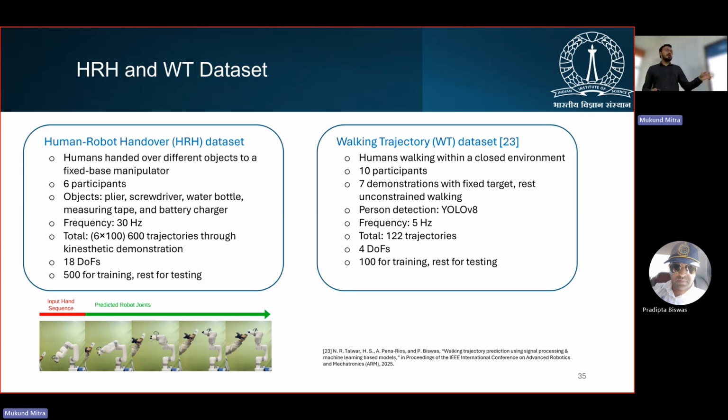So we reported 10-fold cross validation results.